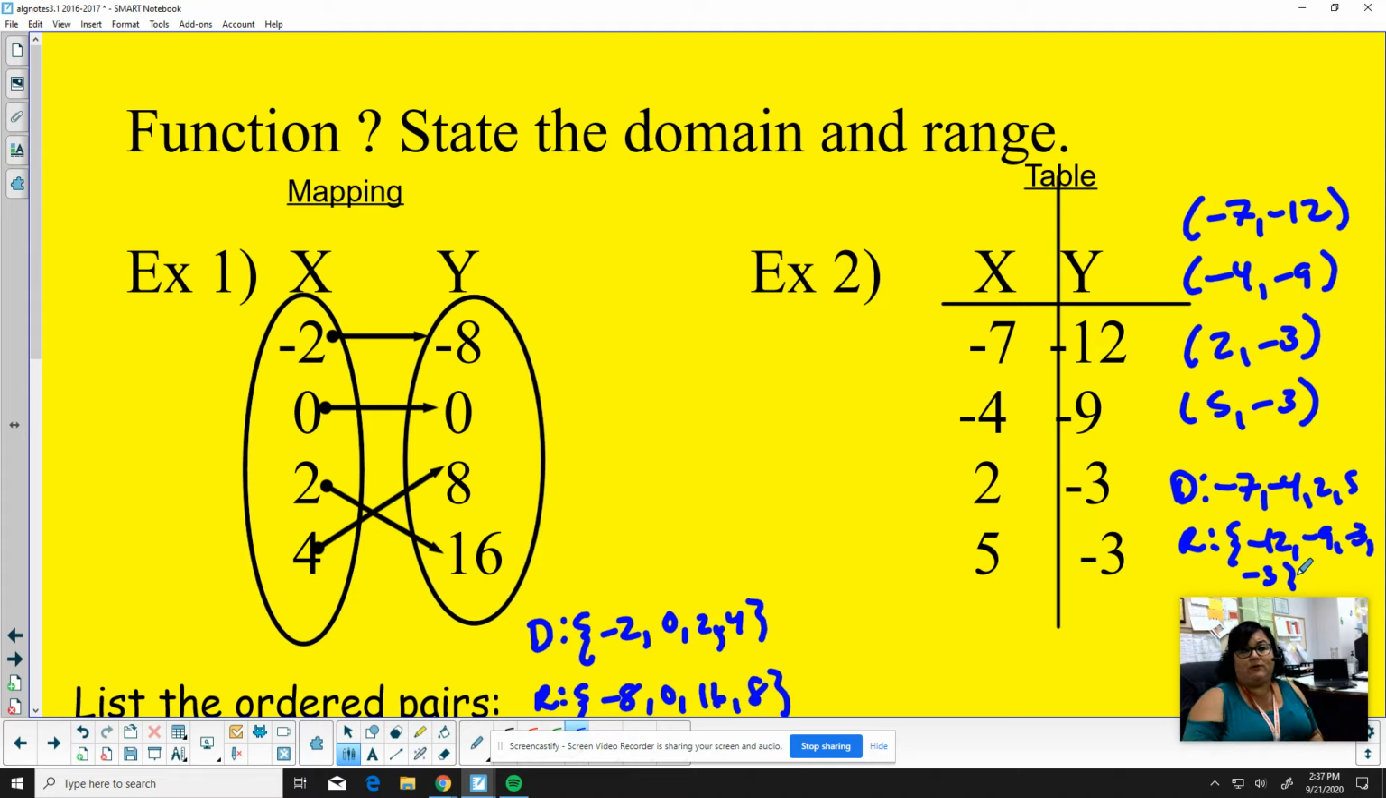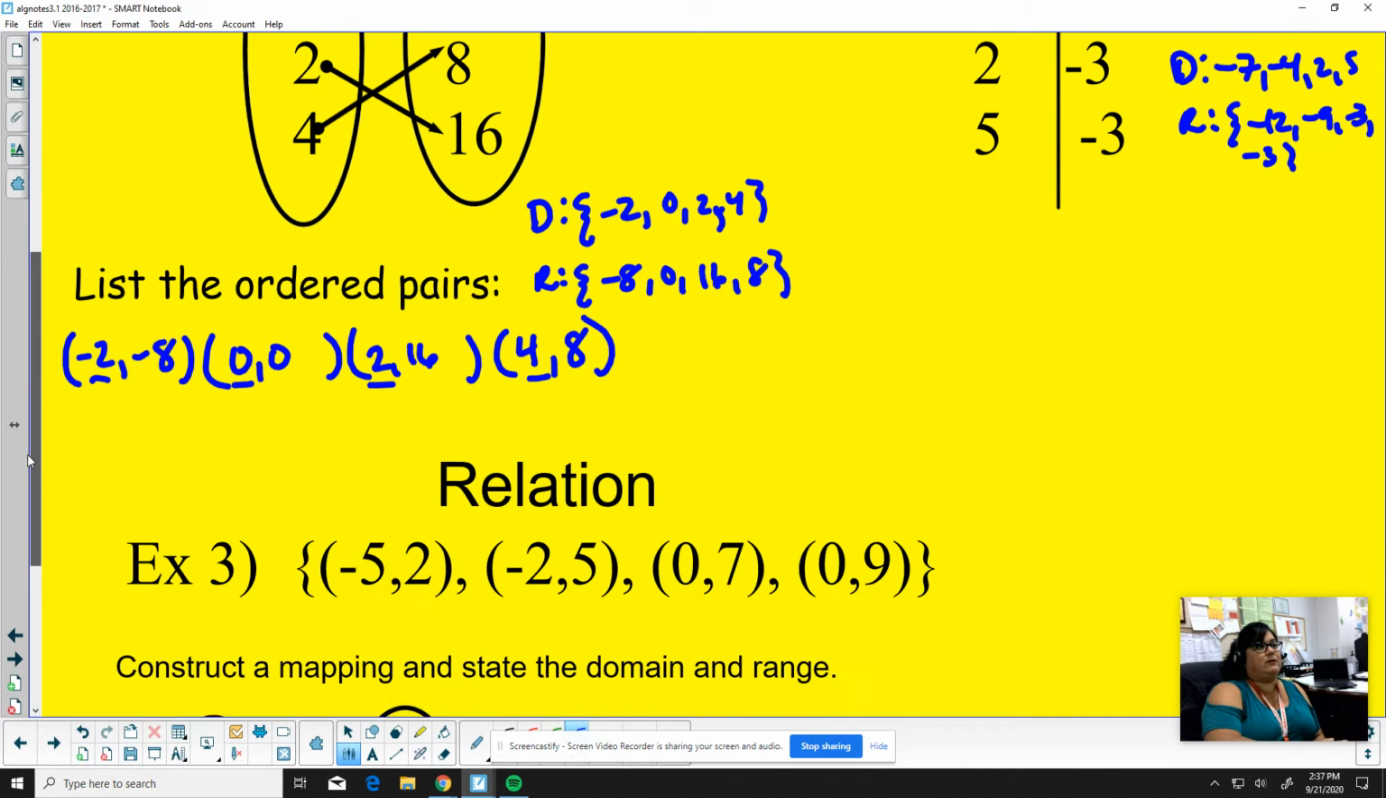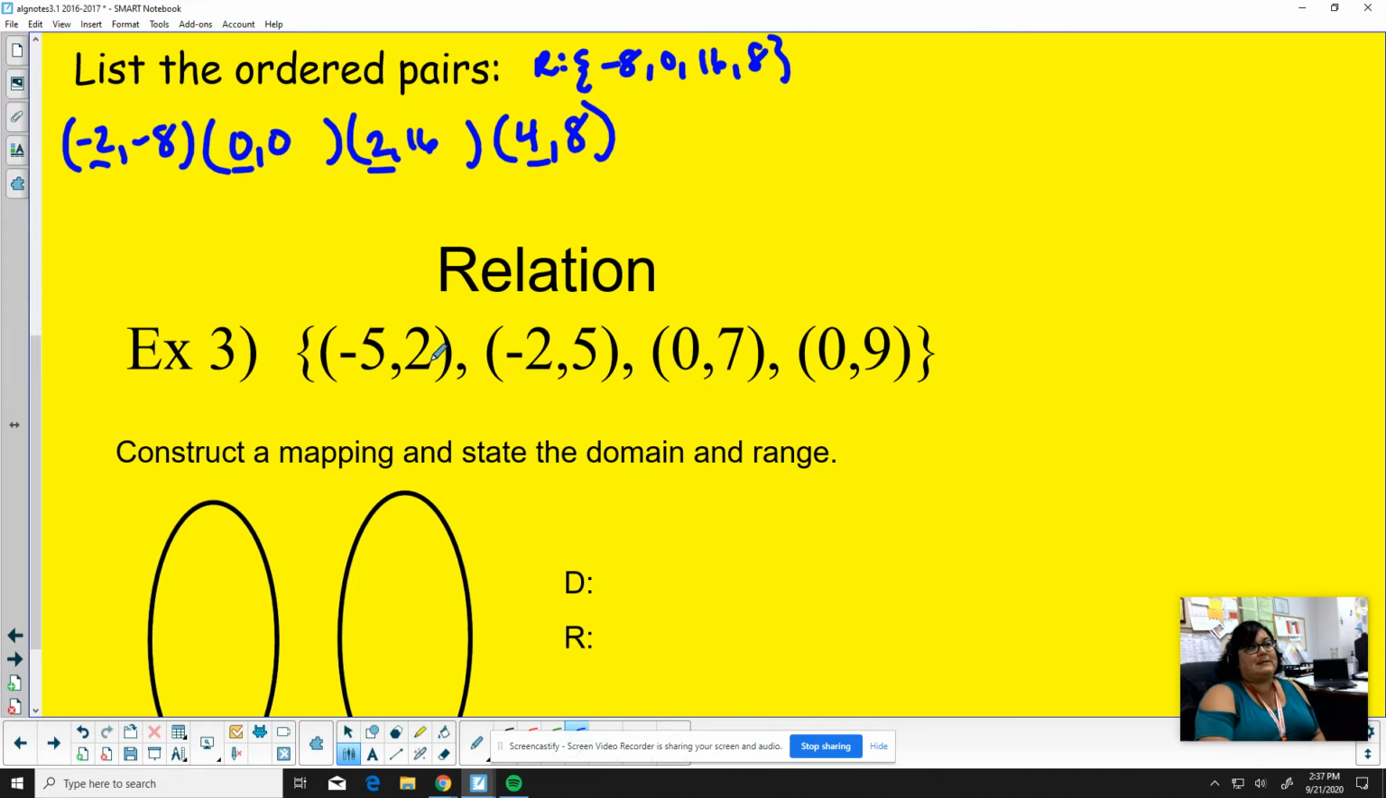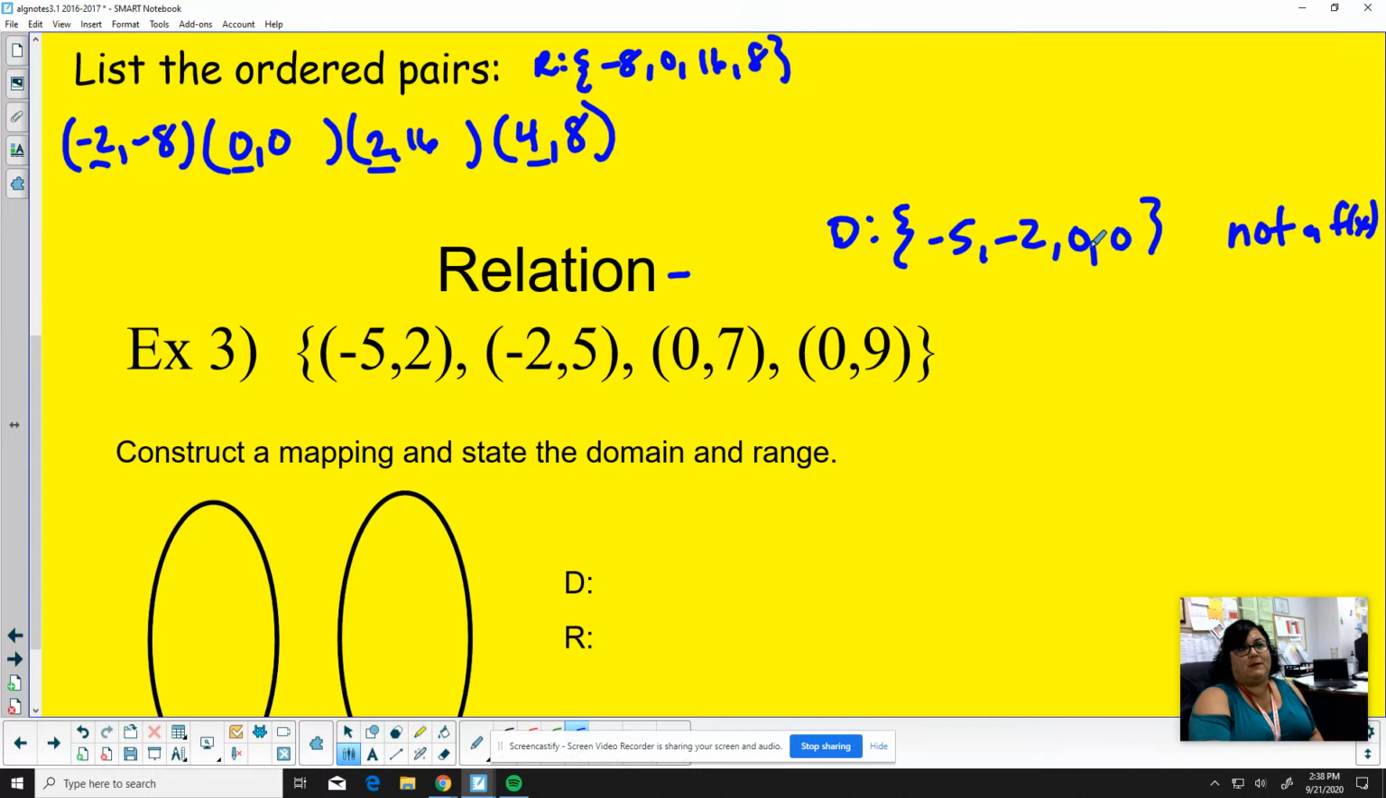And yes, this is a function because all of the domains are different. It doesn't matter that the ranges repeat. Only the domains make it a function or not. Okay, so a set of ordered pairs is called a relation. I can tell here that the domain is -5, -2, 0, and 0. I can also tell this is not a function, because it's got repeater zeros in the domain. The range is 2, 5, 7, and 9.